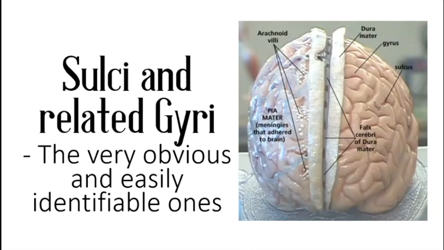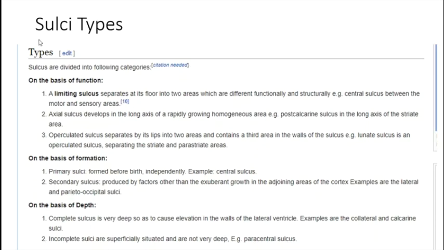Anyways, let's move ahead. So first of all, what are the types of sulci that we have? Some sulci are called the limiting sulci because they separate two functional areas from each other. An example would be the central sulcus. You will know it when it comes. There can be some axial sulci. They are along the axis of the growth of that particular area of the brain.